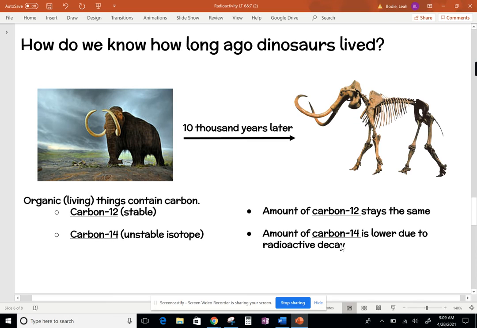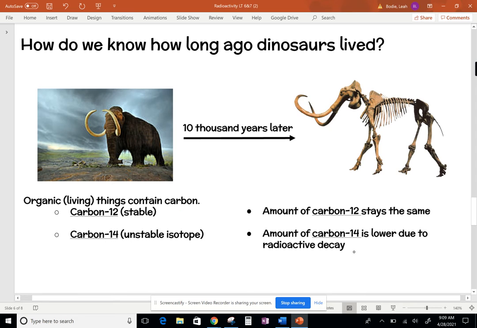All right, so why do we care about half-lives? Well, we can think about it in terms of how do we know how long ago dinosaurs lived? And so we have these isotopes. We have carbon-12, which is a stable isotope, and then we have carbon-14, which is an unstable isotope. And so with those isotopes, we can figure out how long ago those animals lived.